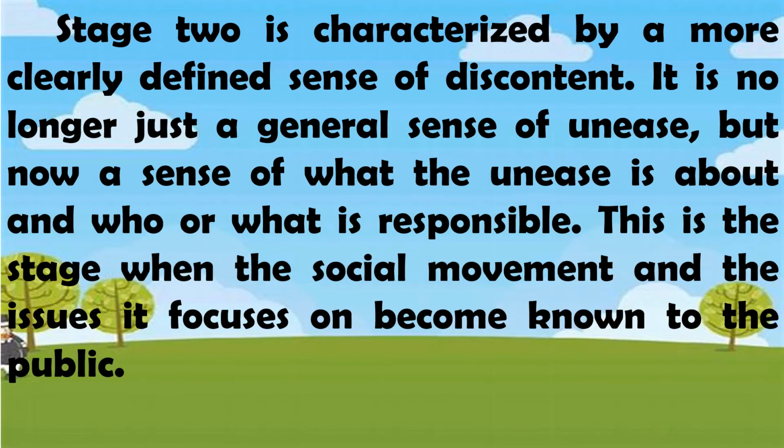Stage 2 is characterized by a more clearly defined sense of discontent. It is no longer just a general sense of unease, but now a sense of what the unease is about and who or what is responsible. This is a stage when the social movement and the issues it focuses on become known to the public.